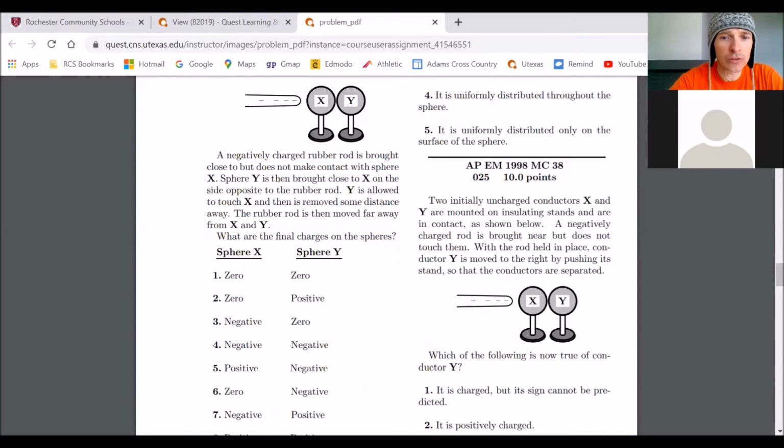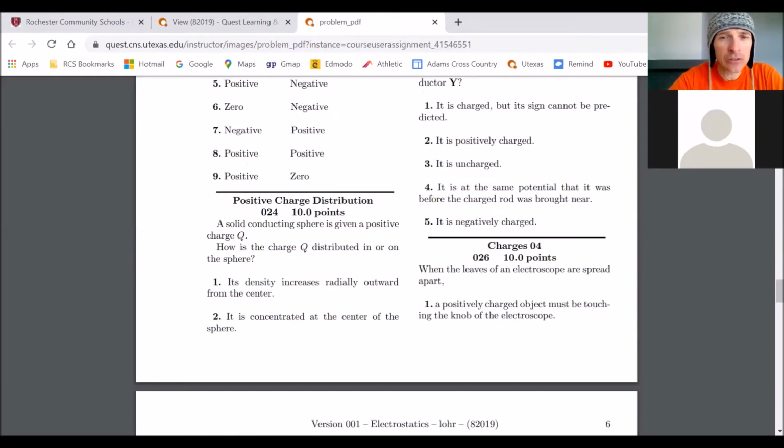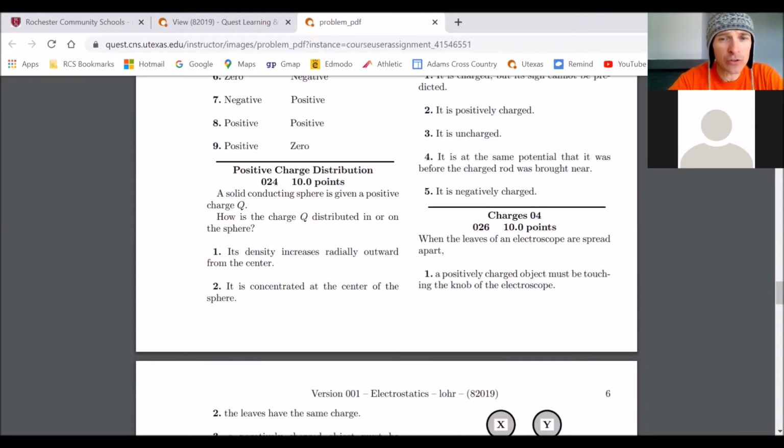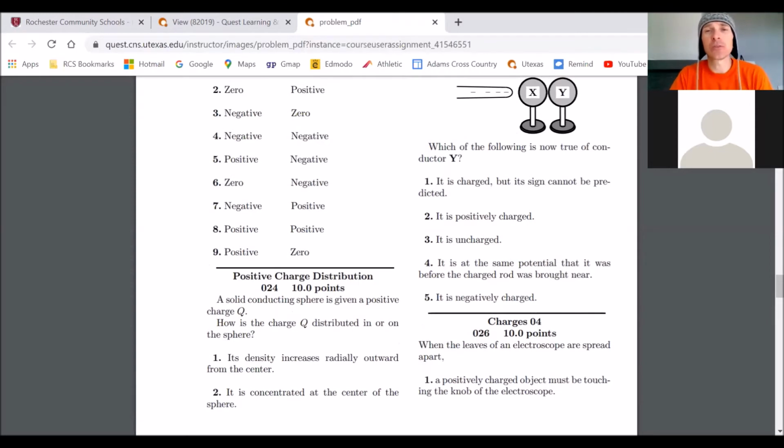Question number 24. We have a solid conducting sphere given a positive charge Q. How is the charge Q distributed in or on the sphere? All right, solid conducting sphere. To give it a positive charge, that means you've actually taken away some of the negatives. So we've got this object that has lost some negatives.